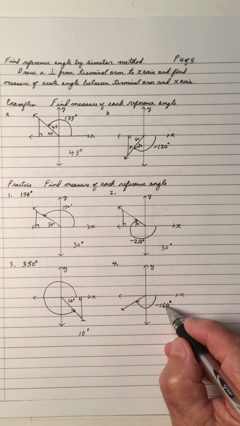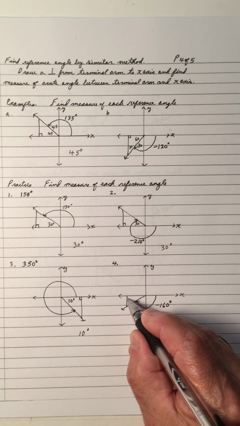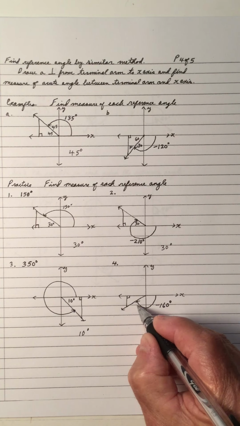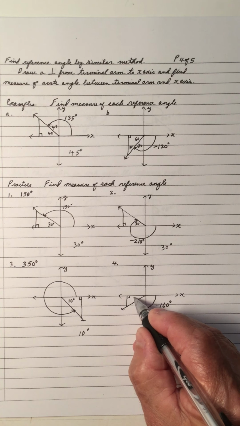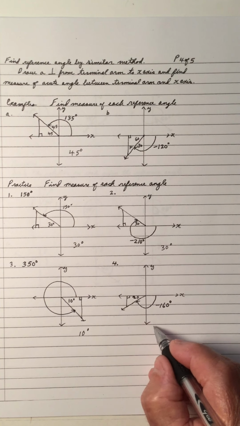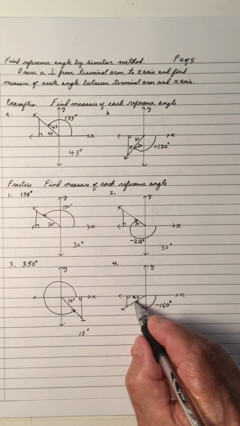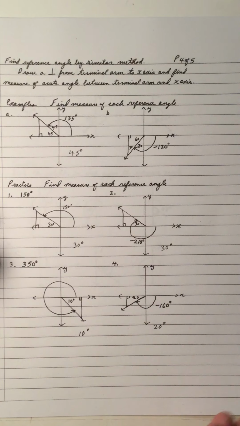And a negative 160 is right here. Drop a perpendicular to the x-axis. All the way around to here is 180, so that's a 20-degree reference angle. But the reference angle is in the corner between the terminal arm and the x-axis. That's in the right triangle.